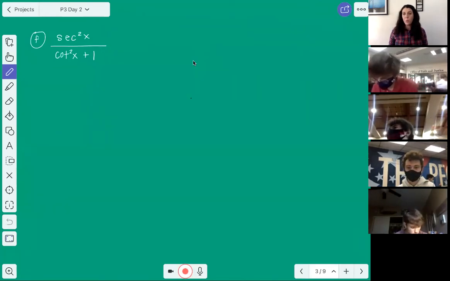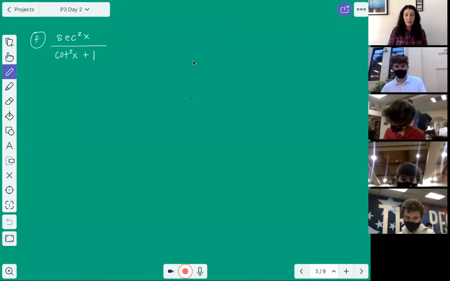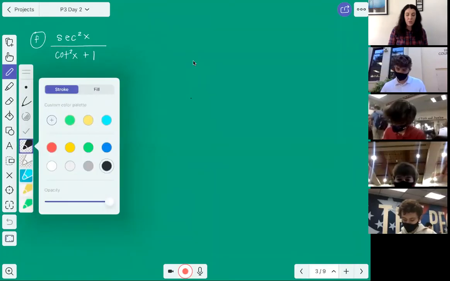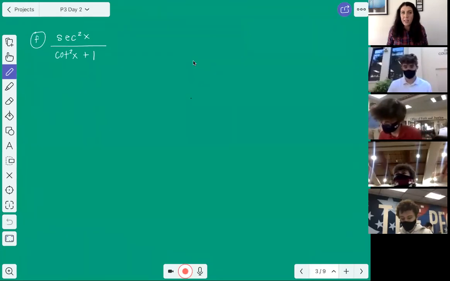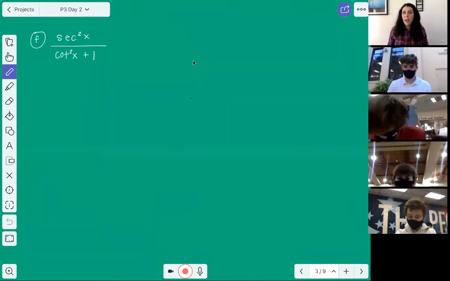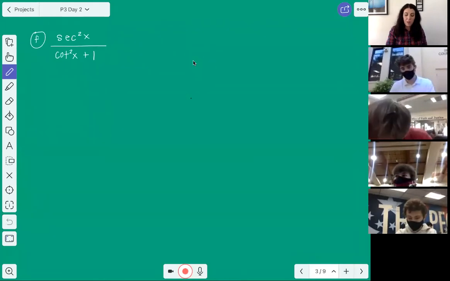Let's go to Cooper. Cooper, what do you see? Anything that strikes you here? Without looking it up, what does it feel like the denominator is? What kind of an identity? Pythagorean identity. So what's our most basic Pythagorean identity, the most basic one that we talked about last time? Cosine squared of x plus sine squared of x equals 1.